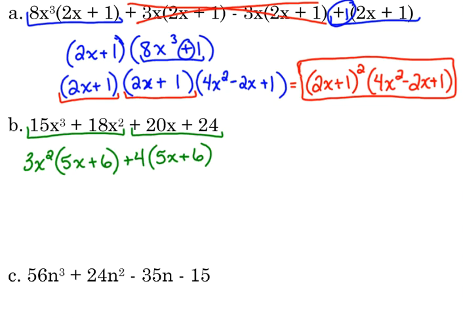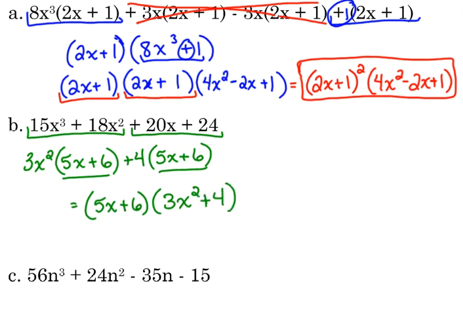So now it's just like a GCF. They both have 5x plus 6 in them, so we're going to factor that out. And we are left with 3x squared plus 4. Before you box in your answer, you want to look at that and say, do I have the difference of perfect squares? Well, no, because there's a plus sign there. But you should always check and see if you can factor anything further.